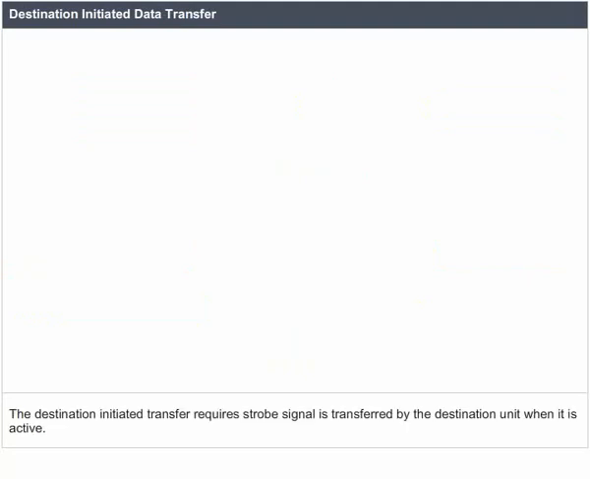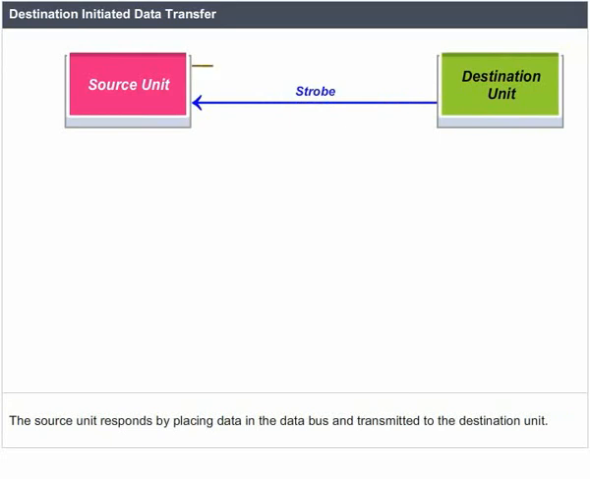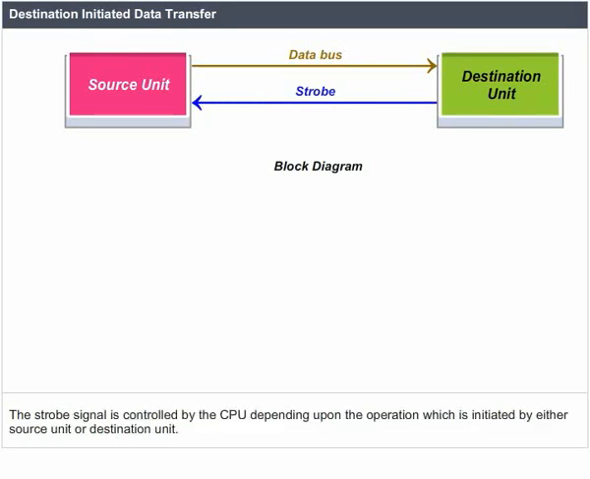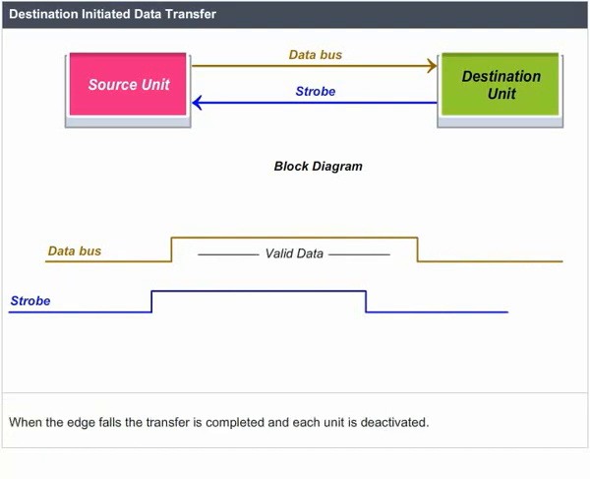Destination-initiated data transfer. The destination-initiated transfer requires a strobe signal transmitted by the destination unit when it is active. The source unit responds by placing data on the data bus and transmits it to the destination unit. The strobe signal is controlled by the CPU depending upon the operation, which is initiated by either the source unit or the destination unit. The timing diagram shows the relationship between the source unit and destination unit at the rising edge of the clock pulse. When the edge falls, the transfer is completed and each unit is deactivated.